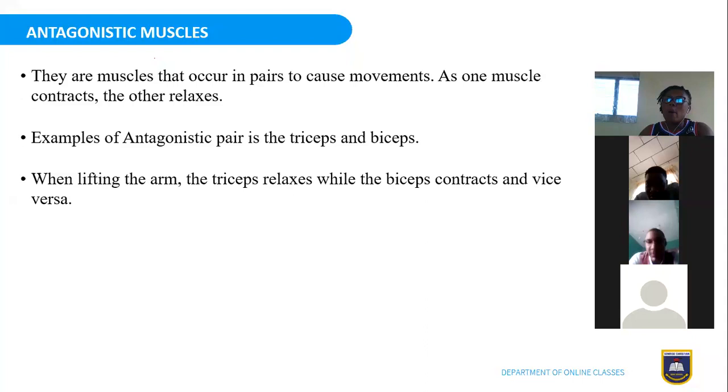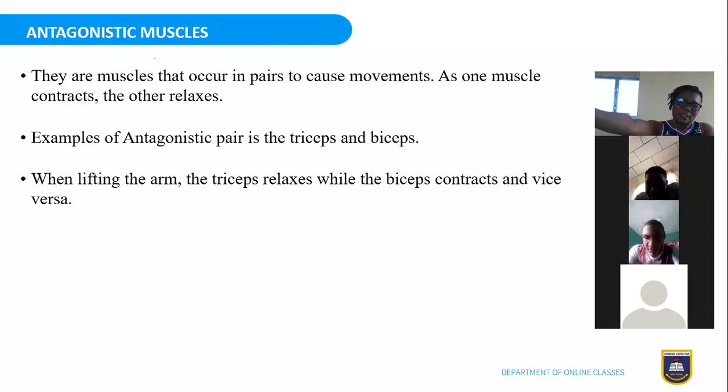All of them cannot contract at the same time. When all of them contract at the same time, it's going to stiffen the muscles, which is going to cause muscle pull. Are you okay? So all of them must not contract at the same time. As one is contracting, the other one is what? Relaxing. Okay, so when I want to lift my hand, what happens is that the triceps relaxes.